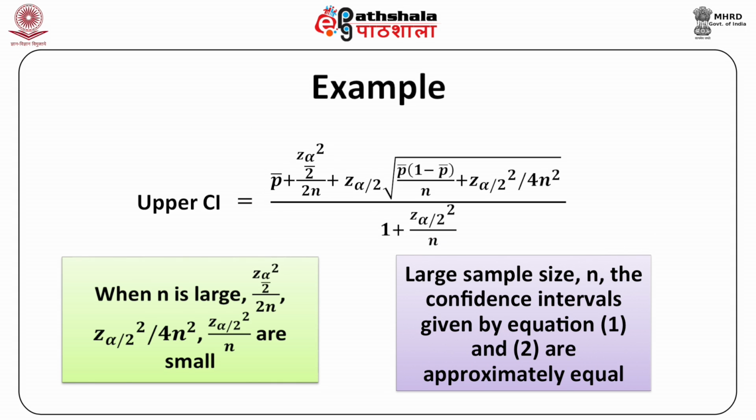is large. Z alpha by 2 squared divided by 2n, Z alpha by 2 squared divided by 4n squared, and Z alpha by 2 squared by n are small. Hence, for large sample size n, the confidence intervals given by equations 1 and 2 are approximately equal.